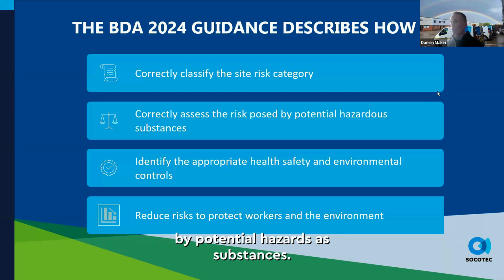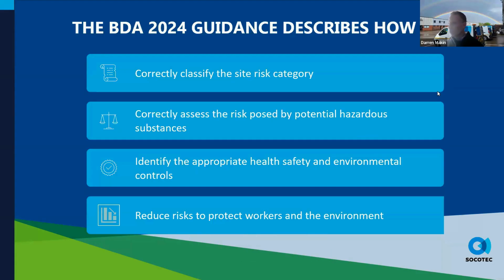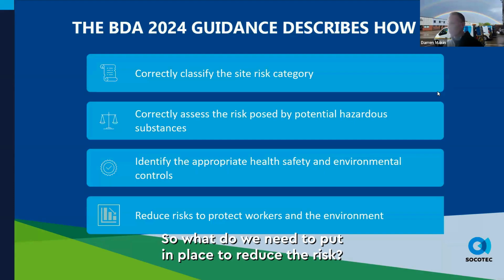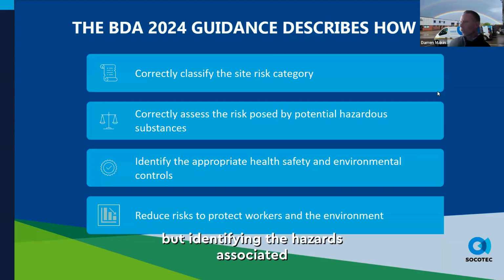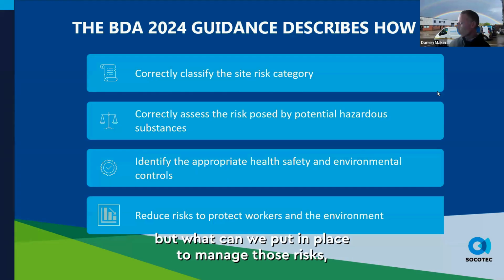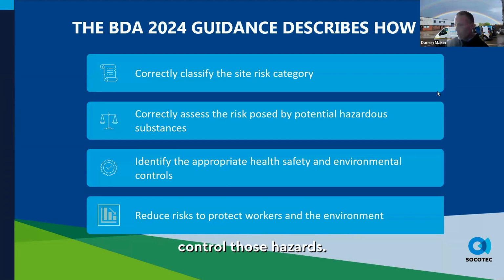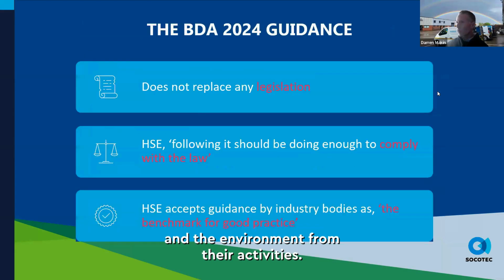It correctly assesses risk posed by potential hazardous substances. So it gives us a structured way to see what information is needed to do that. What do we have to do in order to do that? Identify the appropriate health and safety and environmental controls. So what do we need to put in place to reduce the risk? Obviously, we will have our RAMS, but identifying the hazards associated with the potentially harmful substances in the ground, and what can we put in place to manage those risks and control those hazards? The aim of this is to reduce risk and protect workers and the environment from their activities.